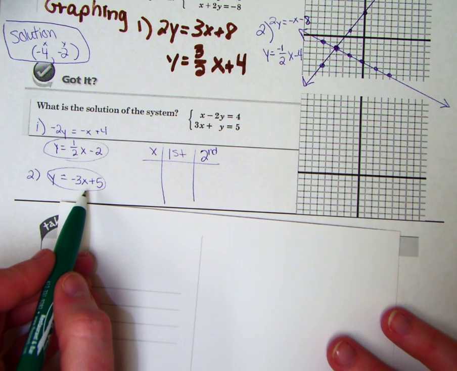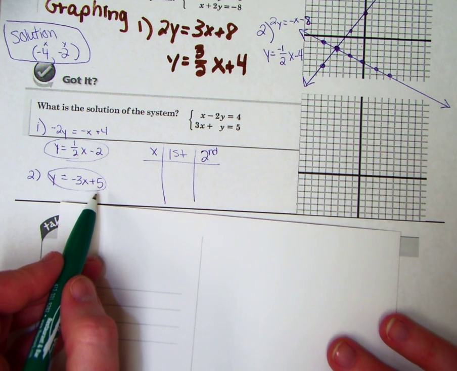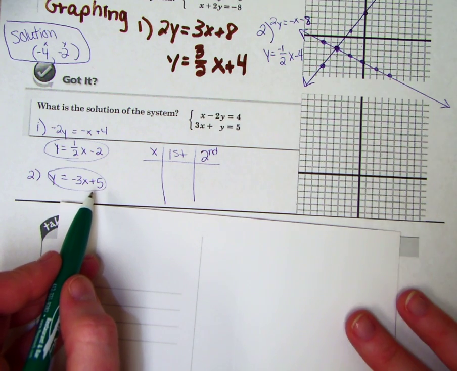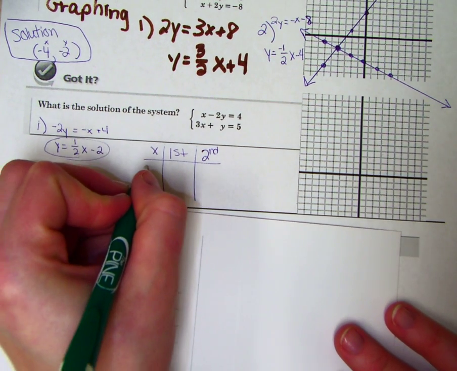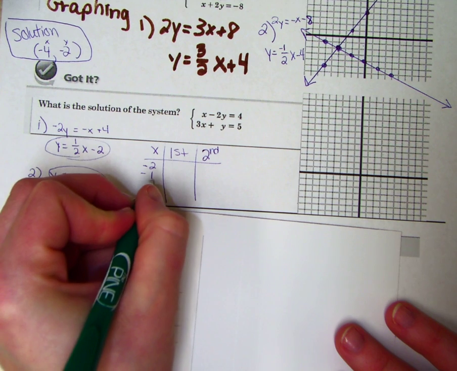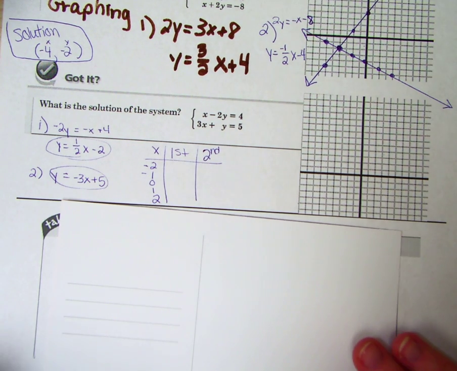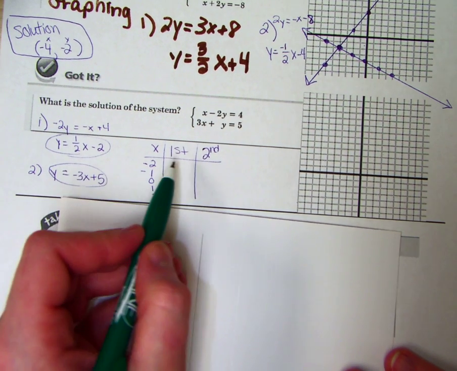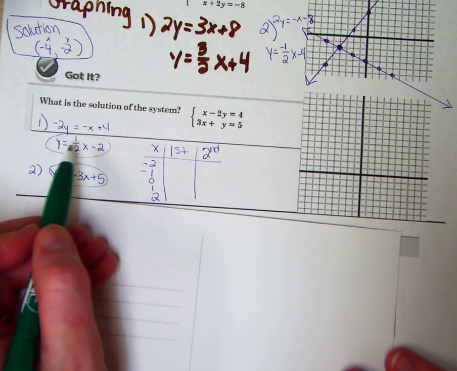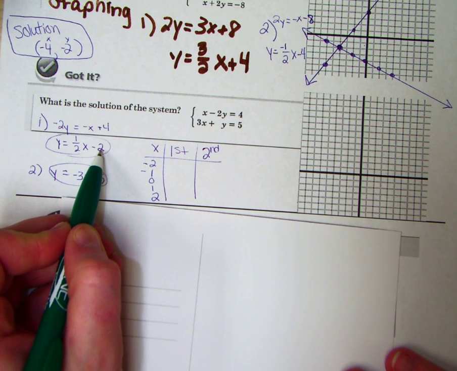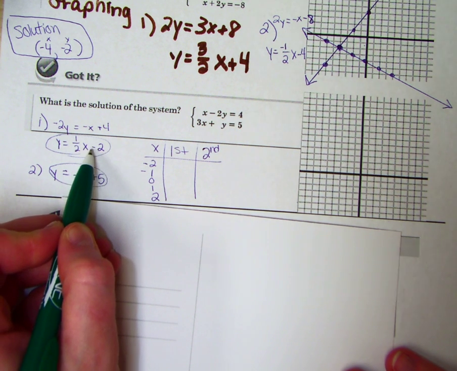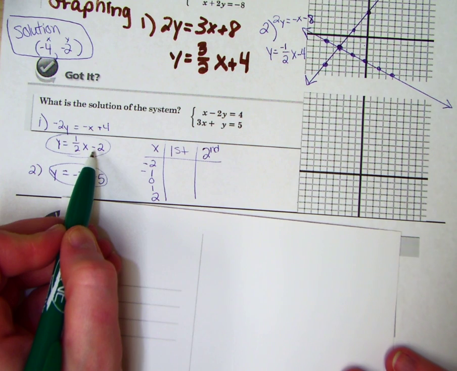You can pick values that you usually pick, but sometimes they're not going to work and you have to pick further points. I'm going to pick the ones that I normally do. I'm going to see if they work, and if they don't, you need to pick more points until you get them to work. If I plug negative 2 into 1/2 x minus 2, I get negative 1 minus 2, which is negative 3.